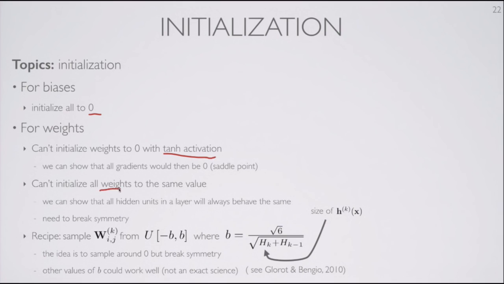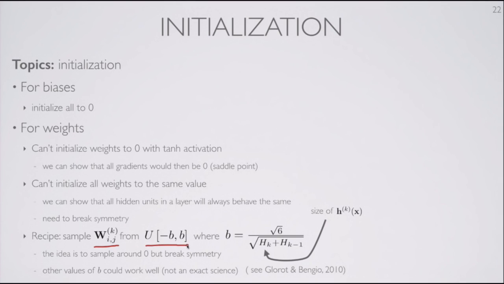We also can't initialize all the weights to exactly the same value. If you think about it a little bit, all the weights coming into a unit within a layer are going to have exactly the same gradients, which means they're going to be updated exactly the same way, and so they're going to stay the same the whole time. It's as if you have multiple copies of the same unit. So you have to break that initial symmetry. What we end up doing most of the time is initializing the weights to some randomly generated value.